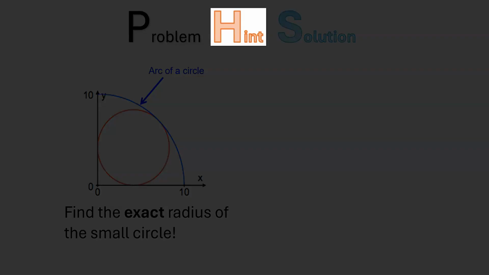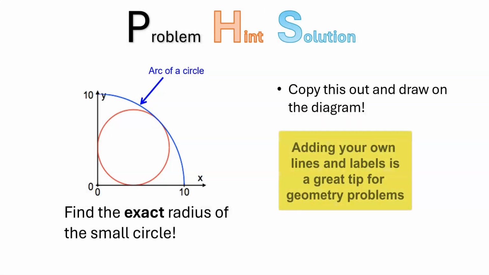Hint. I've got two hints for you today. The first hint is to copy this diagram out and to draw some useful lines on it. Now this question asks us to find the small radius, so it certainly makes sense to draw one or more of these radii on our picture.